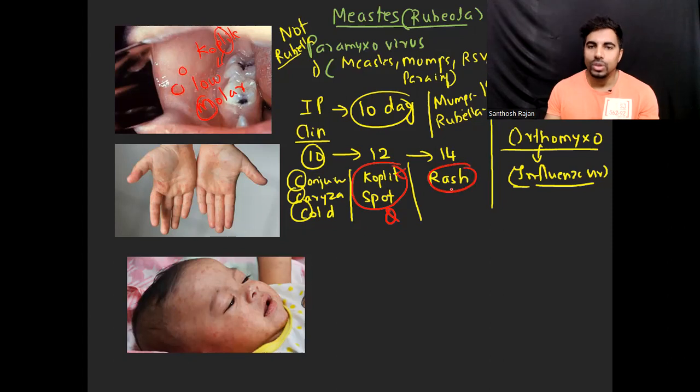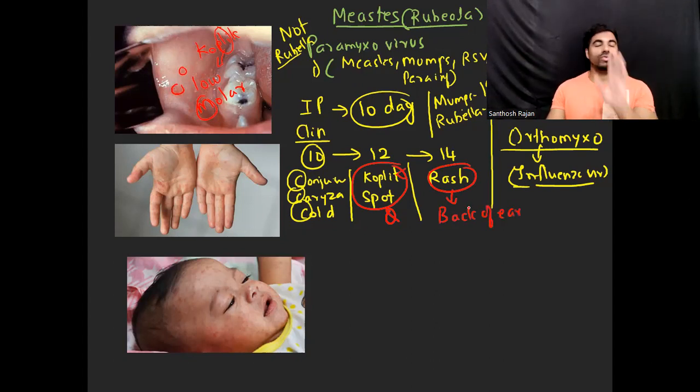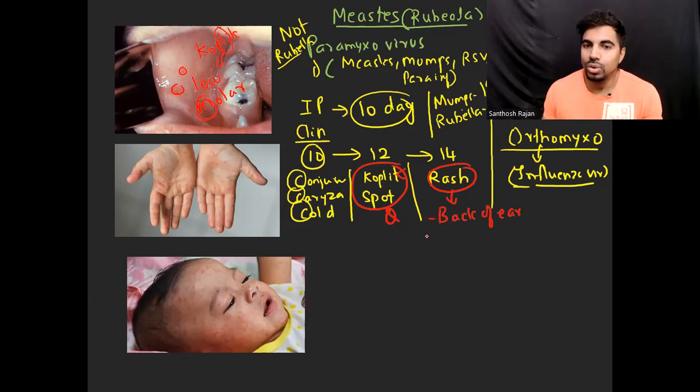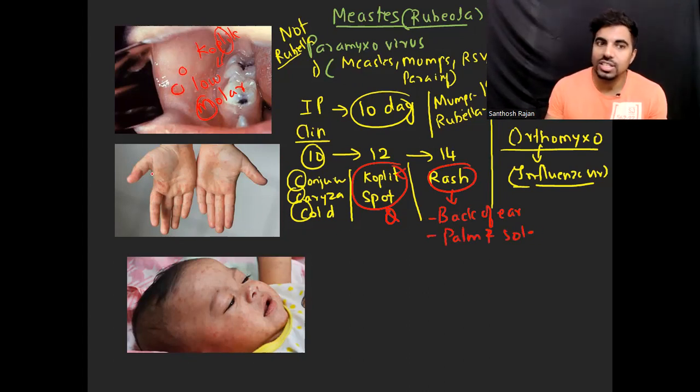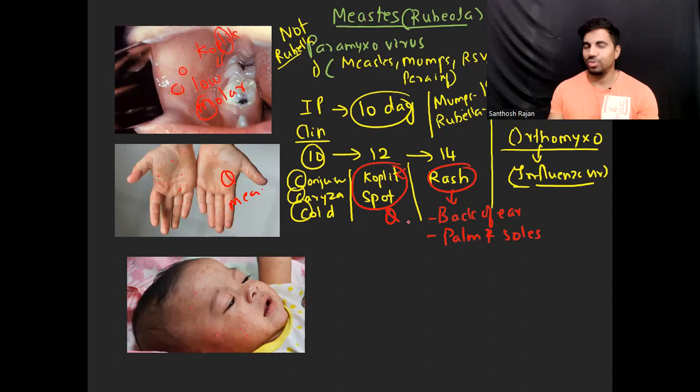Rash: usually the rash starts where? Behind the ear. It's very important. Measles rash starts behind the ear and then spreads everywhere. Number two, you see rashes on the palms and soles. In adults that is syphilis, but in children, rashes on the palms and soles are measles. In this child, the rashes started from the ear and spread all over the face. That's important for measles.